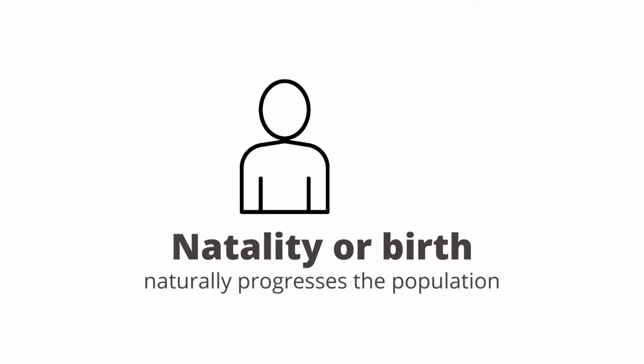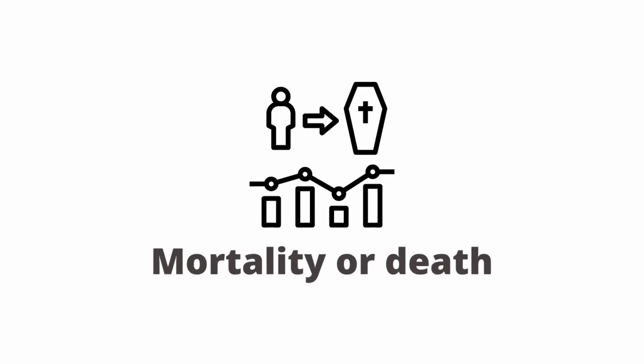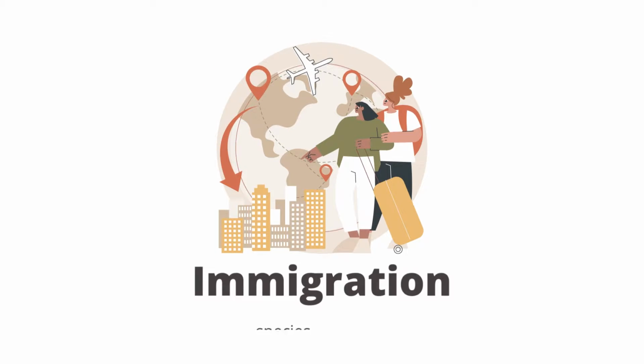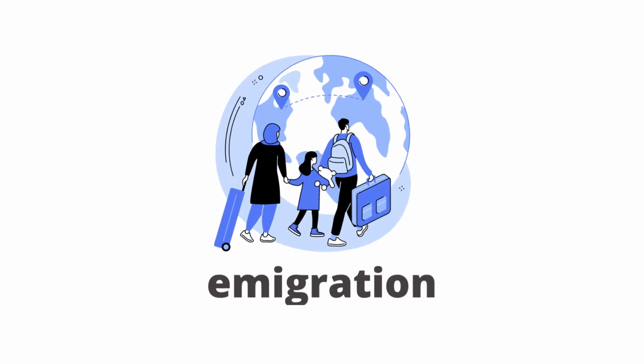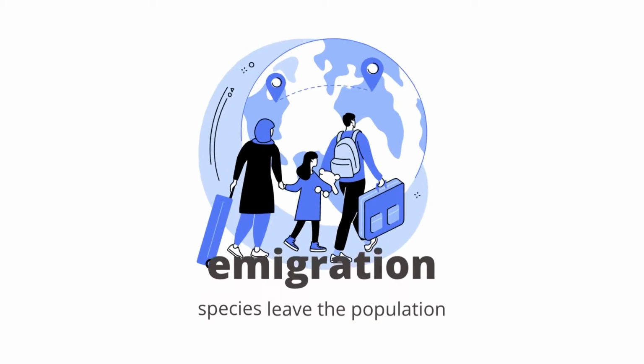Demographic factors simply refer to the factors causing the changes in population size. Natality or birth naturally progresses the population, otherwise we are looking at mortality or death. Immigration or emigration are quite similar. The former means that species are coming in, while the latter occurs when species leave the population.